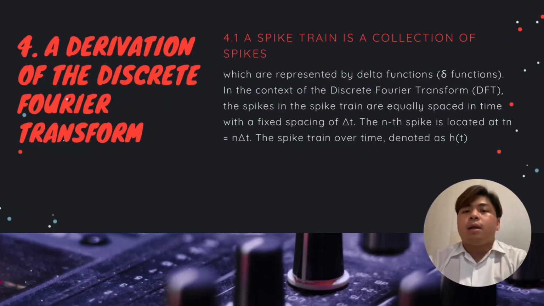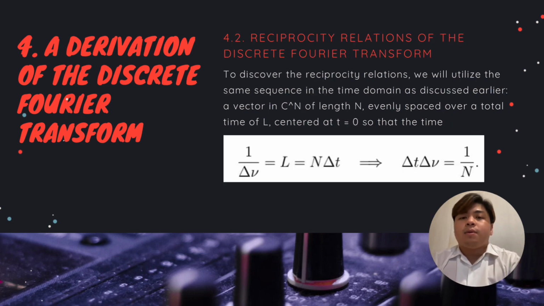Number 4, a derivation of the discrete Fourier transform. 4.1, a spike train is a collection of spikes, which are represented by delta functions in the context of the discrete Fourier transform. The spikes in the spike train are equally spaced in time with a fixed spacing of delta t. Then 4.2, reciprocity relation of the discrete Fourier transform.